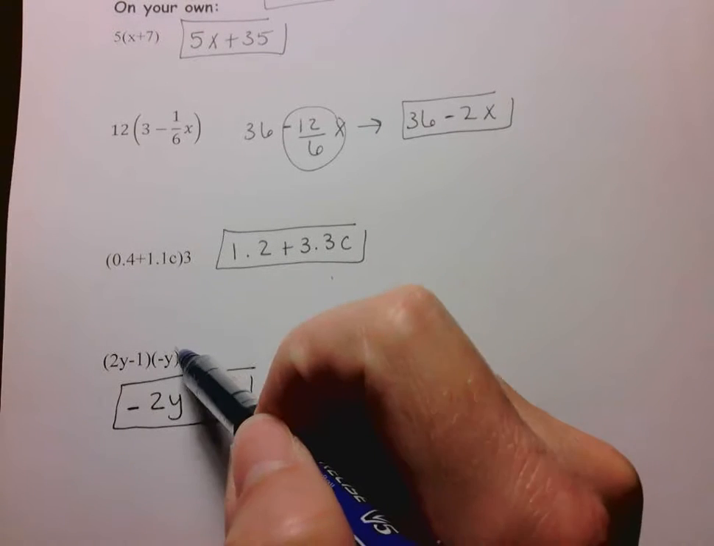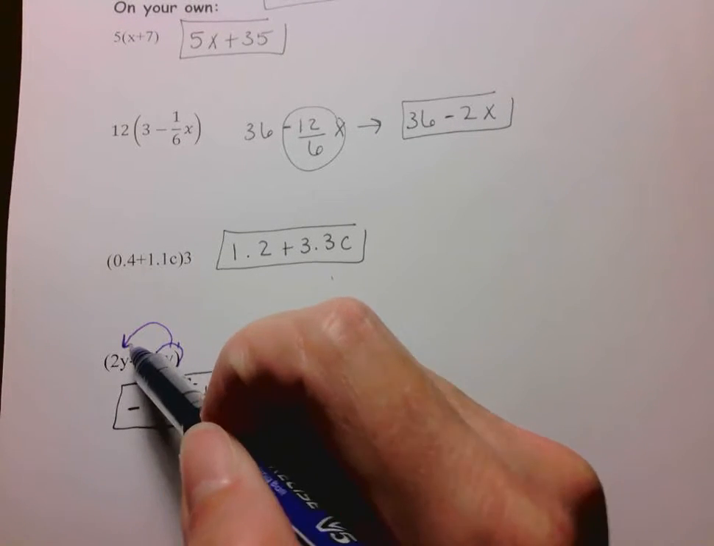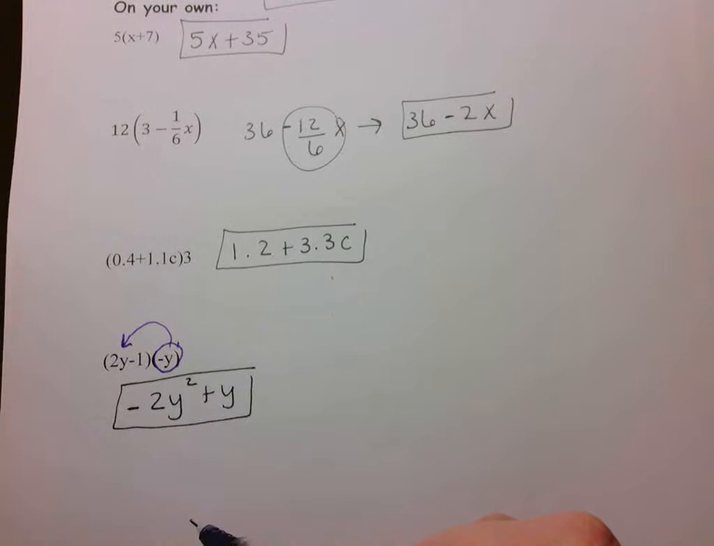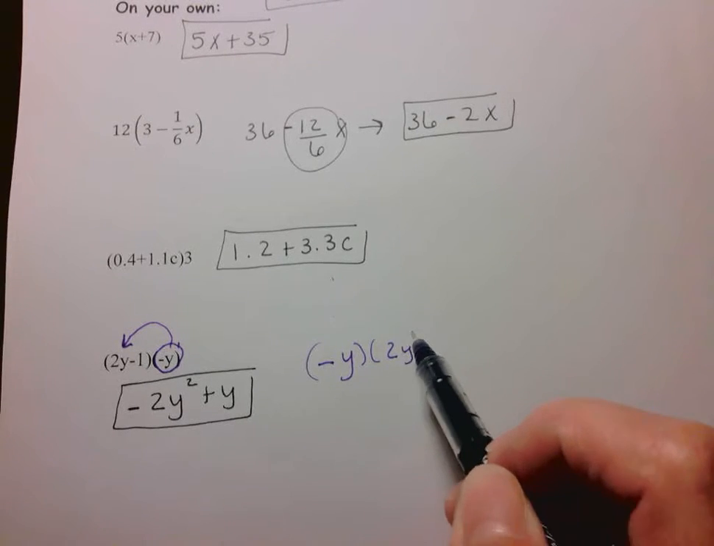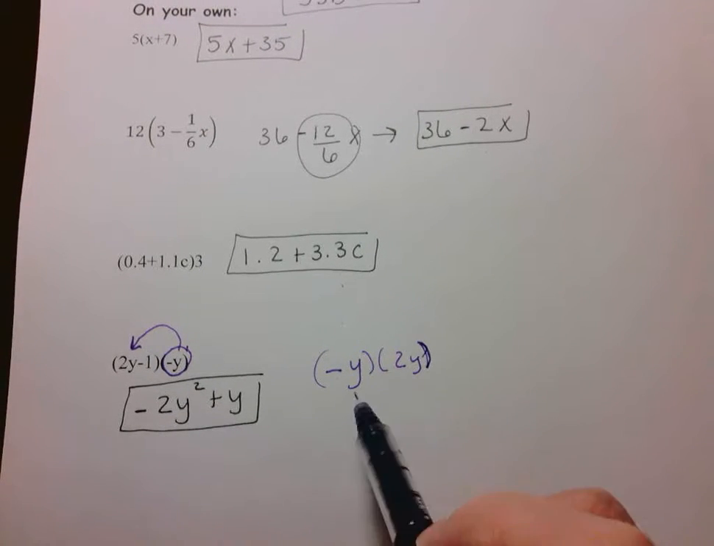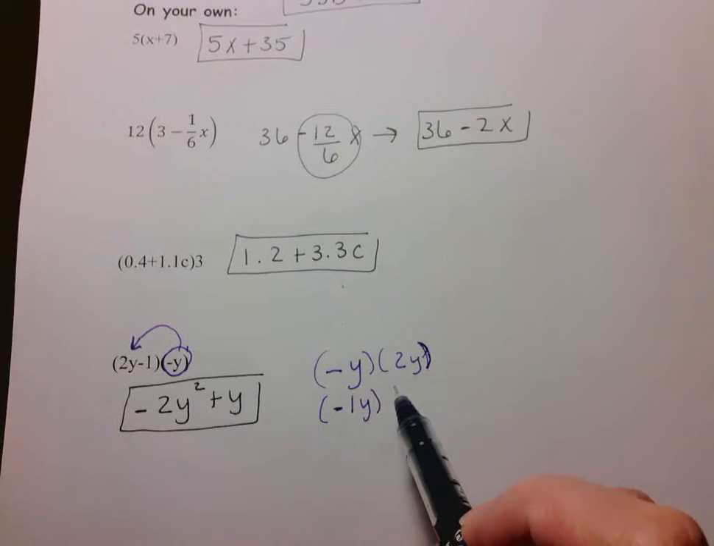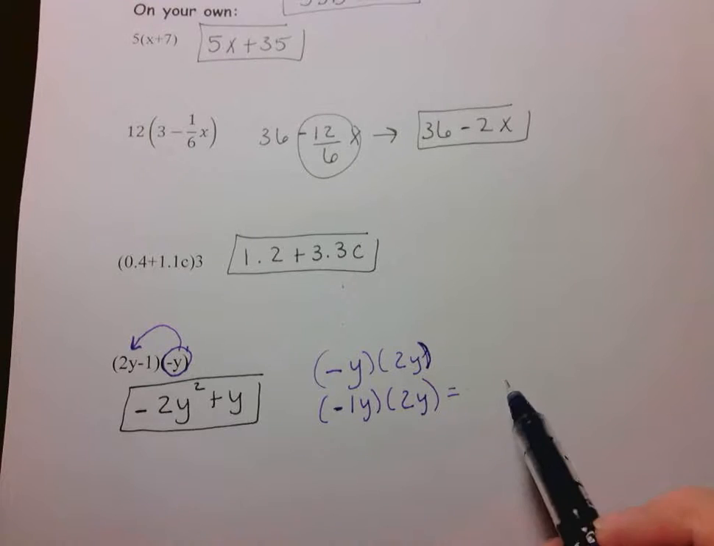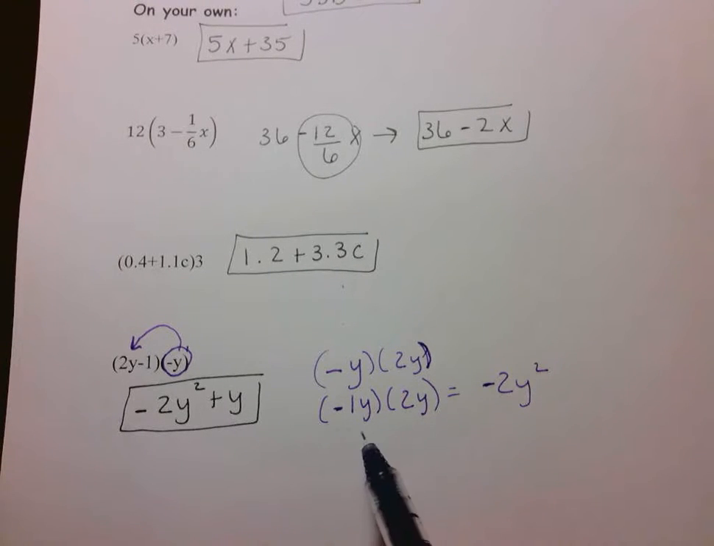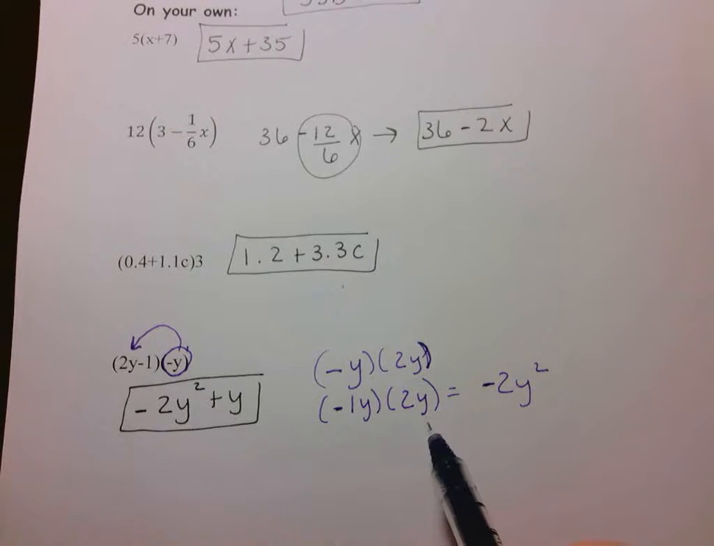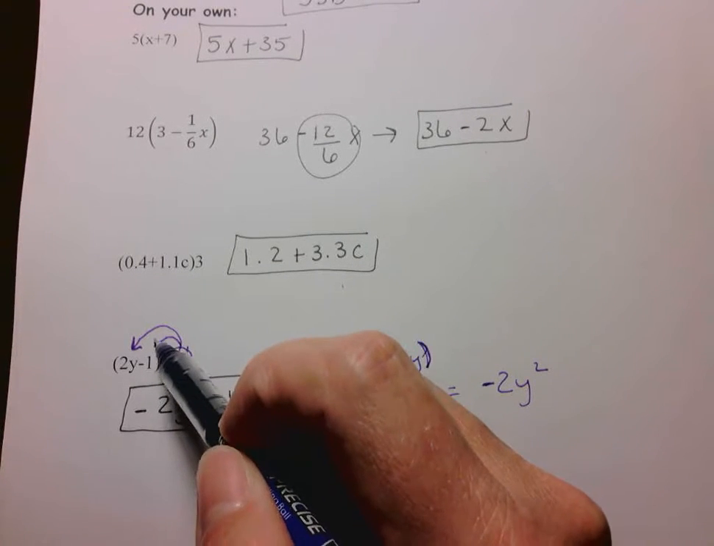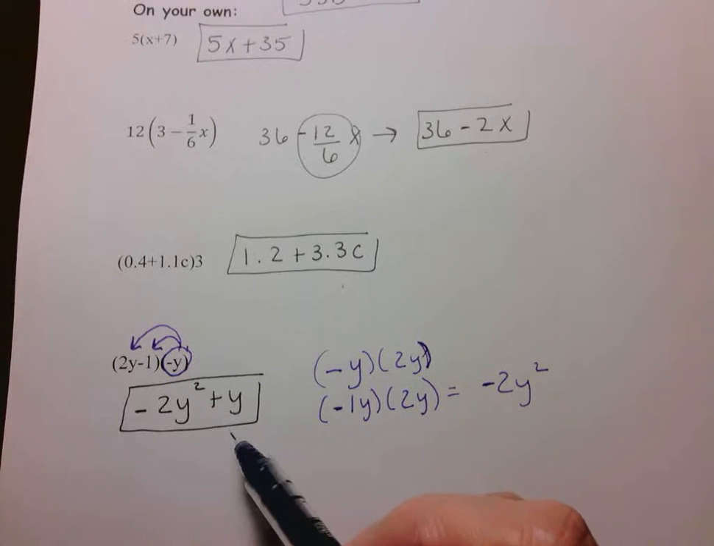Because what's happening here? I'm taking a negative y and I'm multiplying it by 2y. That's like saying this. Negative y times 2y. Which is the same thing as saying negative 1y times 2y, which is what? Negative 2y squared. Because negative 1 times positive 2 is negative 2, and y times y is going to be y squared. And then I take a negative y and I multiply it by negative 1, and so I get positive y. If you have any questions on that, let me know.